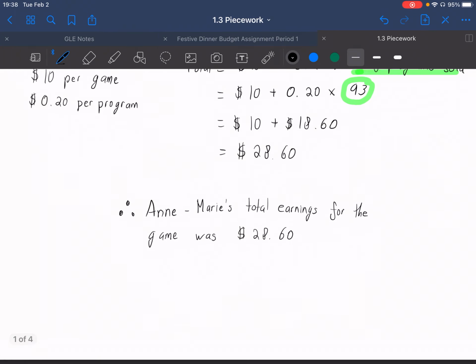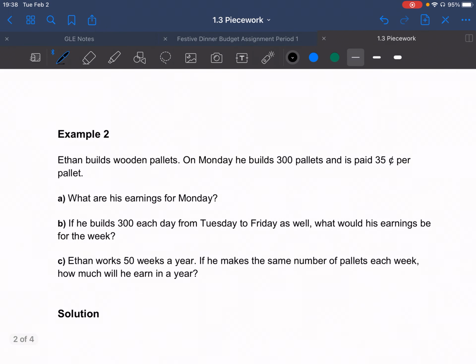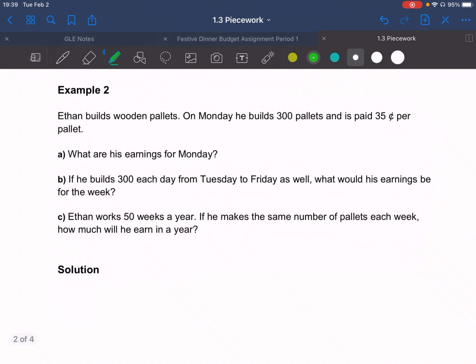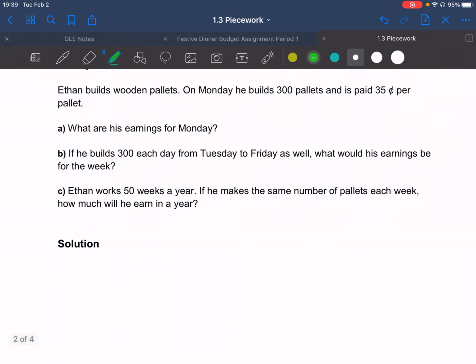Let's look at another example. Example 2. We're looking at Ethan here. Ethan builds wood pallets. Wood pallets are basically these areas where you're going to be putting and stacking stuff. You see them a lot of the time in places like Costco, where all the merchandise is stocked on top of those wooden planks. Those are called pallets. On Monday, he builds 300 pallets and is paid 35 cents per pallet. The first question is: what are his earnings for Monday?